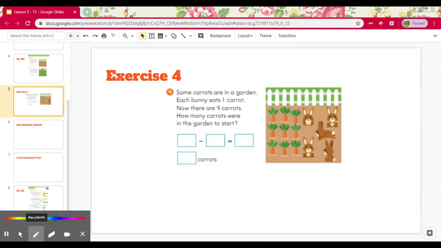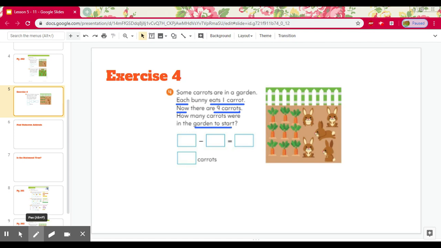Some carrots are in a garden. Each bunny eats 1 carrot. Now there are 9 carrots. How many carrots were in the garden to start? Now let's annotate the problem. Some carrots are in a garden. Each bunny eats 1 carrot. Now there are 9 carrots. How many carrots were in the garden to start?